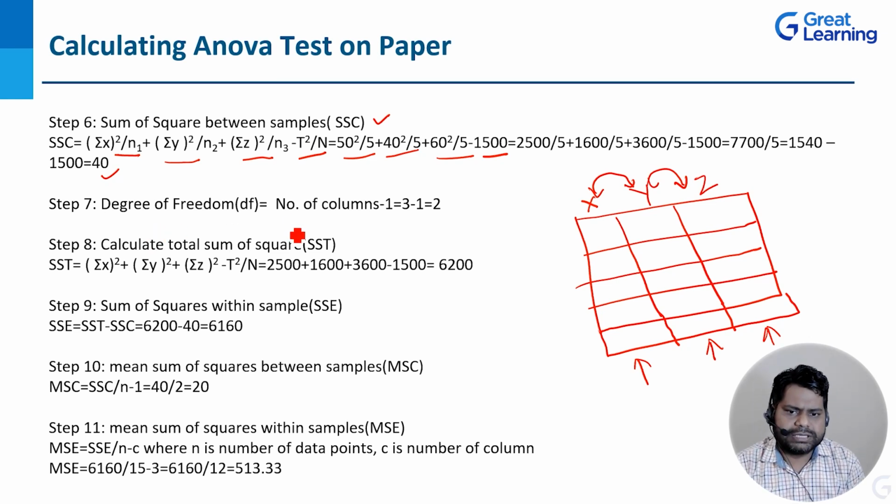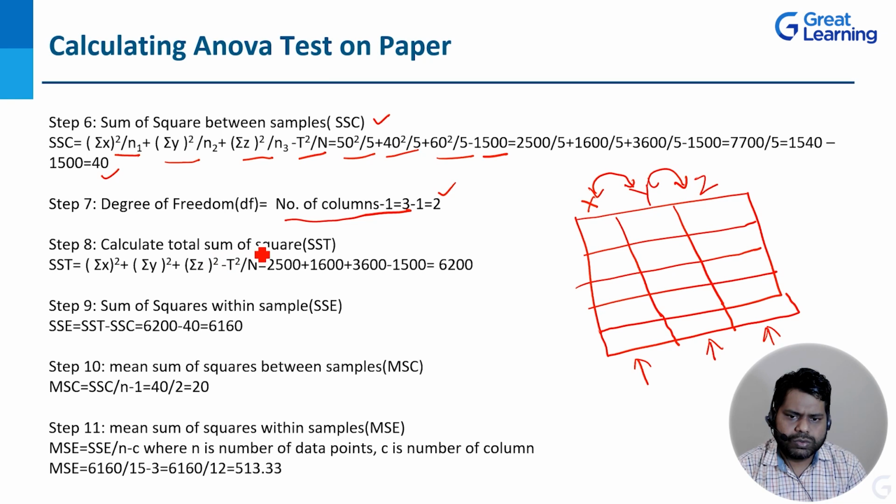Now let's calculate the degree of freedom. As we have discussed, the degree of freedom is nothing but the number of columns minus 1. So here we have 3 columns. So our degree of freedom will become 2.